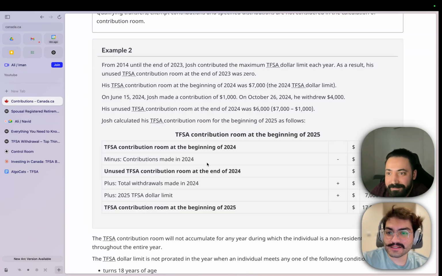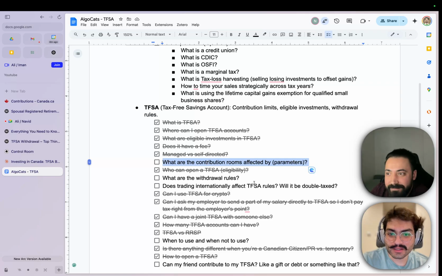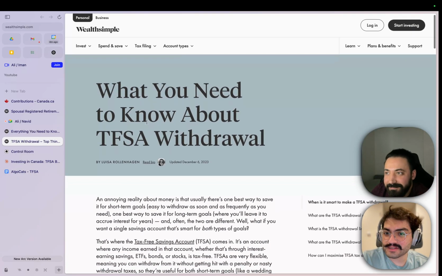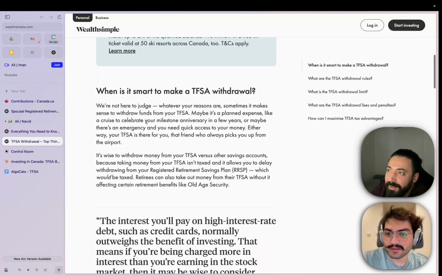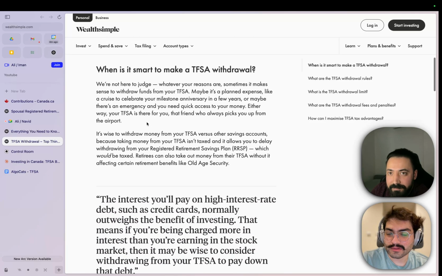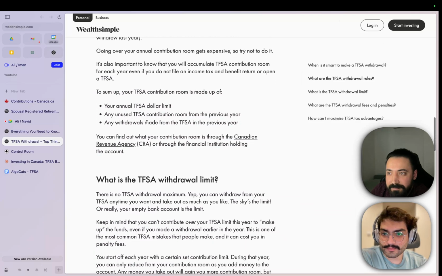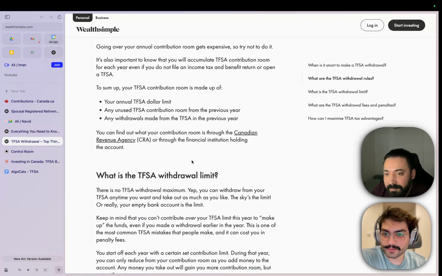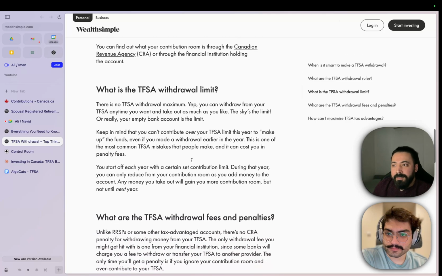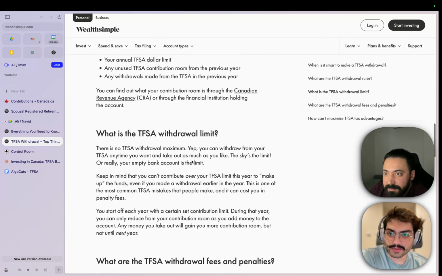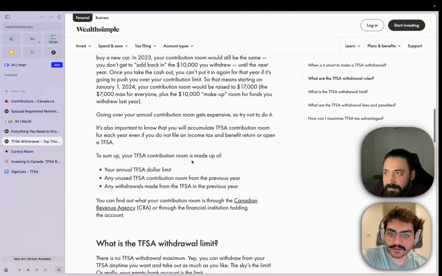So while Claude is trying to answer us, I had this great Wealthsimple page on withdrawal rules. I think it has a great definition of all the rules and everything.